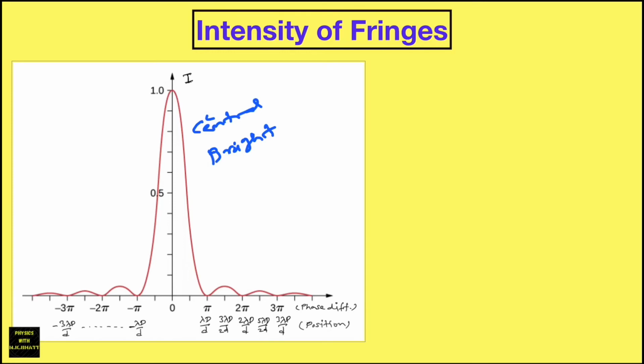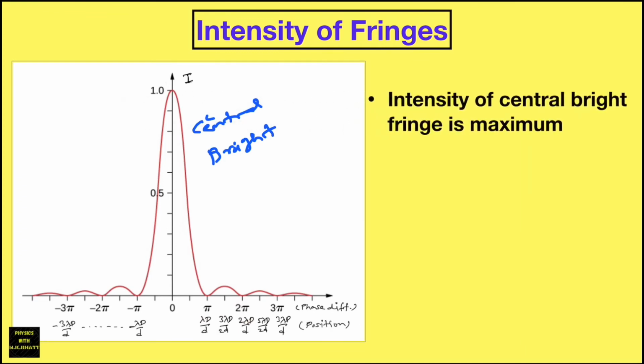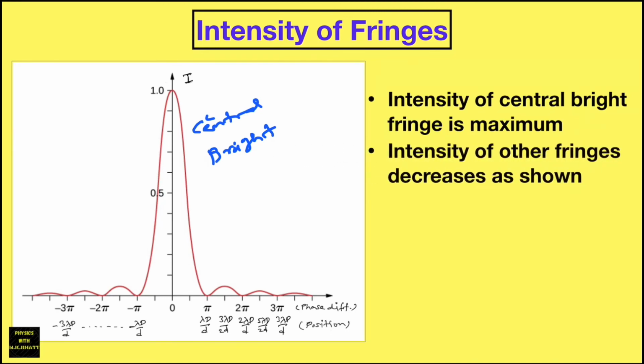You can see here are two scales on the x axis representing the position and phase difference. At position lambda D upon d, the first dark is obtained. At position 2 lambda D upon d, the second dark is obtained. At position 3 lambda D upon d, the third dark is obtained, and so on. In between you can see the positions of bright fringes also. The other scale is with phase difference. For the first dark, the phase difference is pi, then 2 pi, then 3 pi, and so on. So, at these positions and phase differences, we can see the intensity of the fringe. The central bright fringe is of maximum intensity. After that, the intensity of other fringes decreases, as shown here in the diagram.